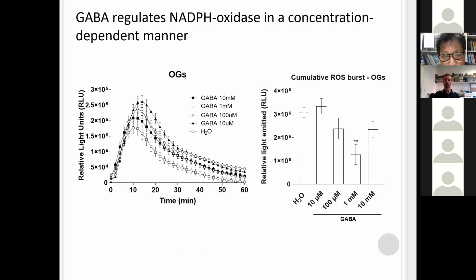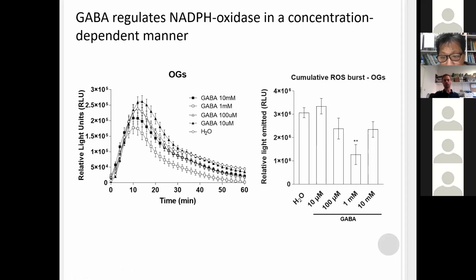If we go back to oligogalacturonides, so the cell wall fragments released upon damage by fungal pathogens, we saw a similar effect, but in essence, we found the lowest concentration of GABA increased the ROS burst peak compared to the control, but at higher concentrations, we also found a reduction in the ROS burst peak. As is clear from the cumulative ROS burst, we found the highest effect for 1 millimolar GABA, reducing it up to almost threefold compared to the control.